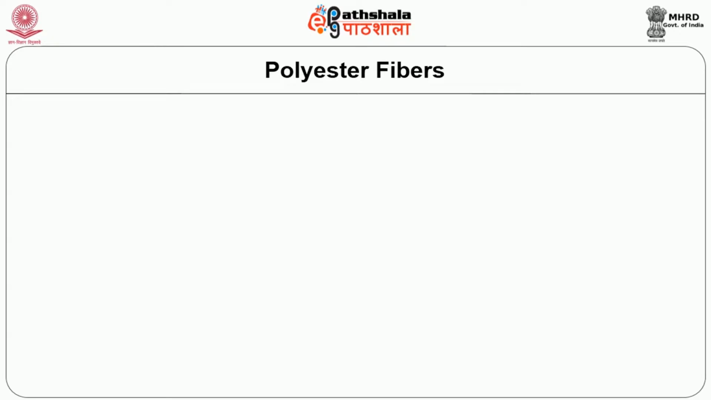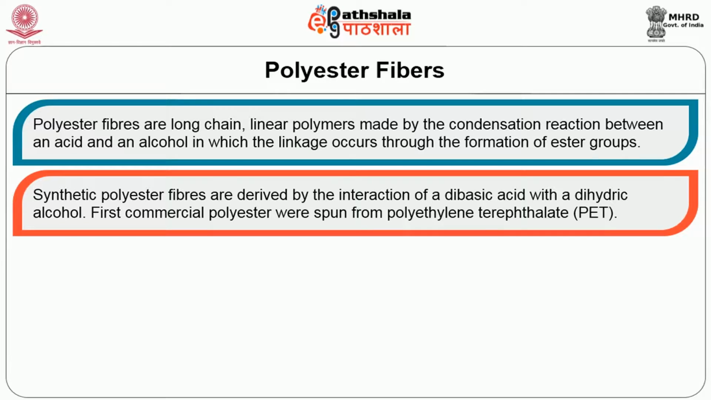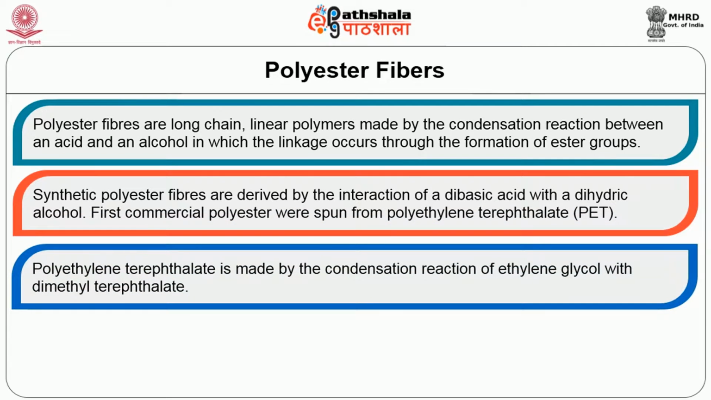Now we'll go into the deliberation of polyester fiber. Polyester fibers are long-chain linear polymers made by a condensation reaction between an acid and an alcohol, in which the linkage occurs through the formation of an ester group. Synthetic polyester fibers are derived by the interaction of a dibasic acid with a dihydric alcohol. The first commercial polyester was spun from polyethylene terephthalate, that is PET, for example Terylene. Polyethylene terephthalate is made by the condensation reaction of ethylene glycol with dimethyl terephthalate.